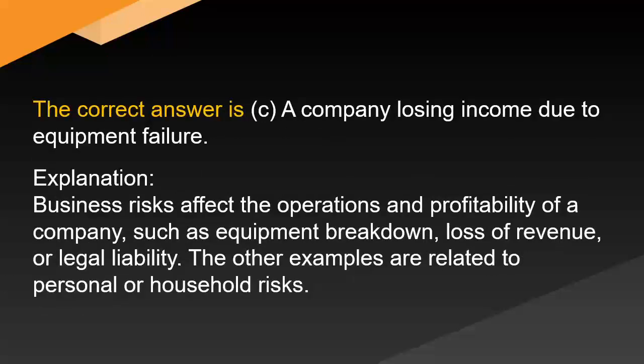The correct answer is C. A company losing income due to equipment failure. Explanation. Business risks affect the operations and profitability of a company, such as equipment breakdown, loss of revenue, or legal liability. The other examples are related to personal or household risks.